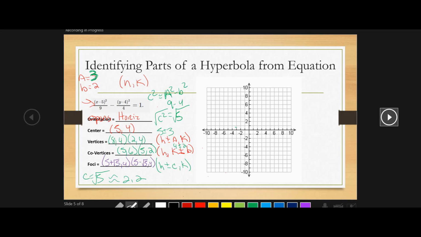We'll start with the center. Center is 5, 4. Then we'll do our vertices. Our vertices are going to be 8, 4, and 2, 4, sorry.